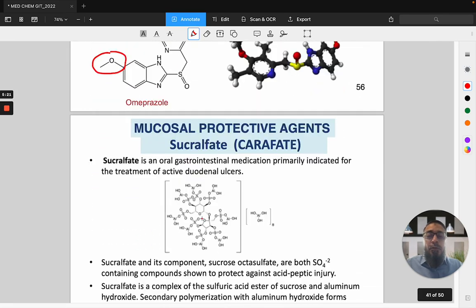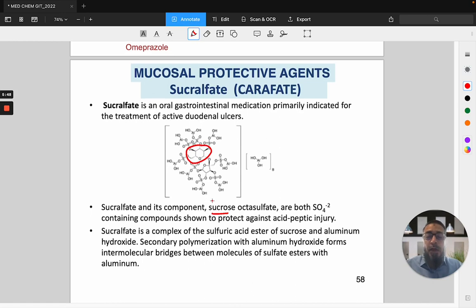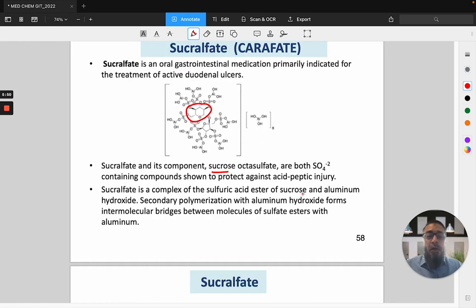So mucosal protective agents, they are the next part. They are composed of sucrose octasulfate, right? So this is the sucrose, and these are the eight sulfate ions, right, which form the complex with the sucrose. So sucralfate is the complex of the sulfuric acid ester of sucrose and aluminum hydroxide.